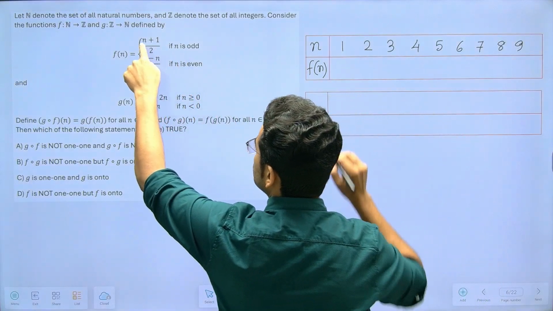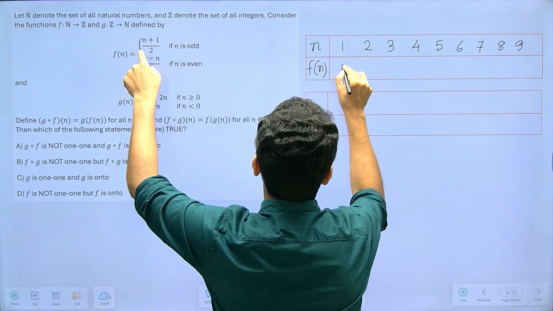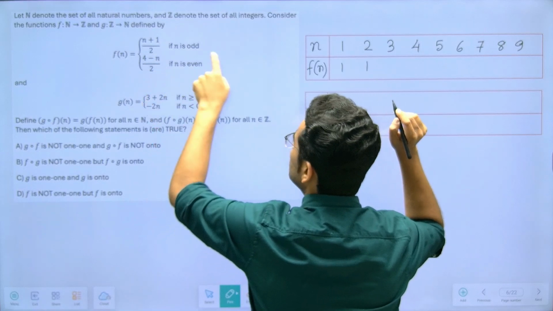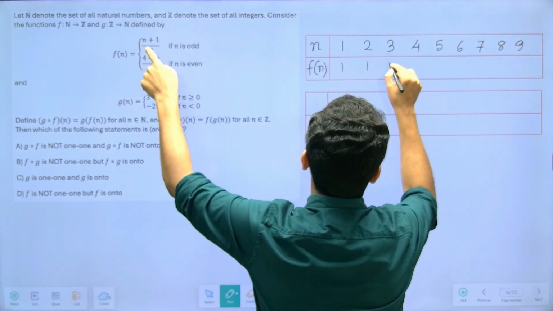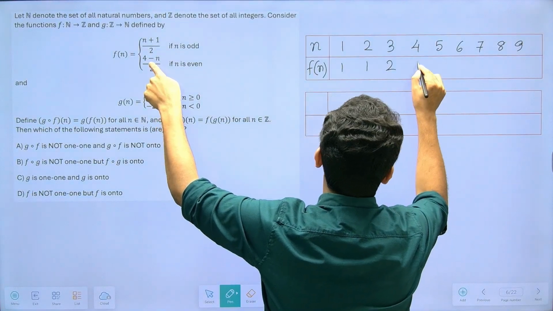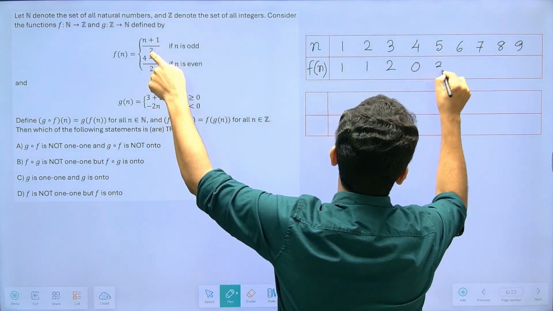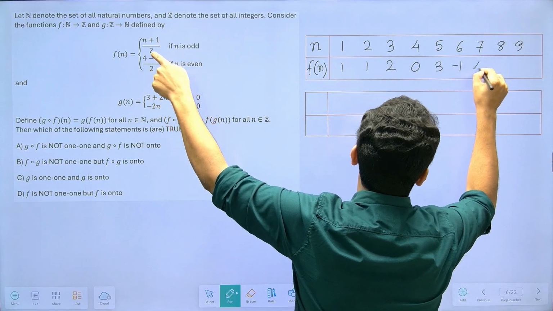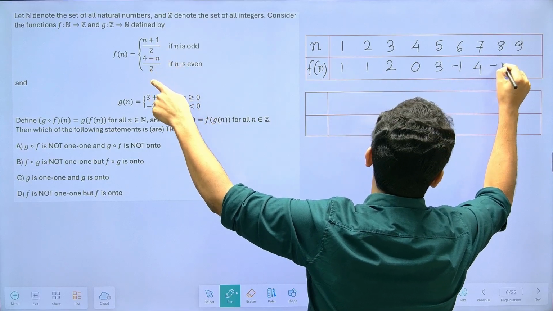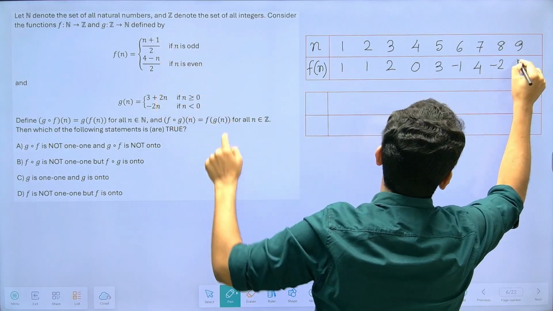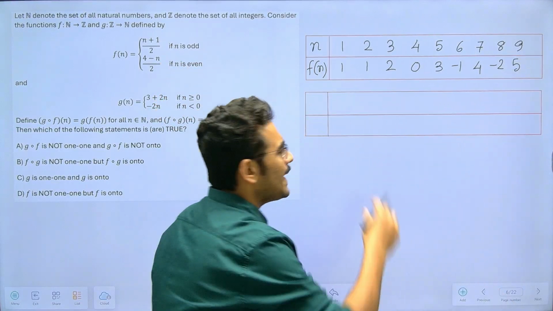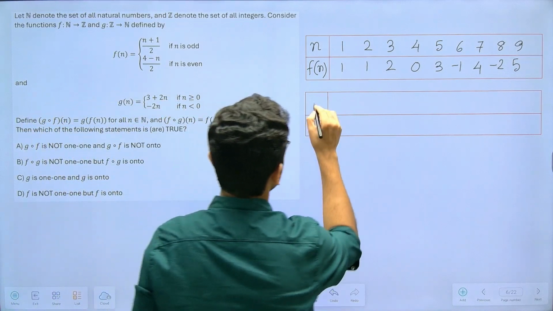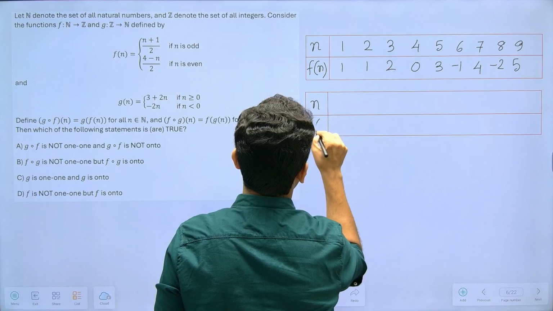n equal to 1. 1 is odd, so we put (1 plus 1) by 2, which is 1. 2 is even, so (4 minus 2) by 2, which is 1. 3, substituting here, we get 2. 4, substituting here, 0. 5 gives 3. 6 gives minus 1. 7 gives 4. 8 gives minus 2. 9 gives 5. So like that we are getting the values from the first function. Using the second definition, let us plot n versus g(n).